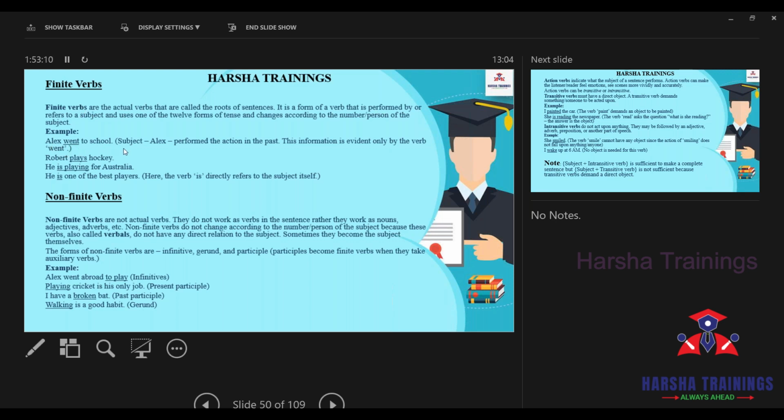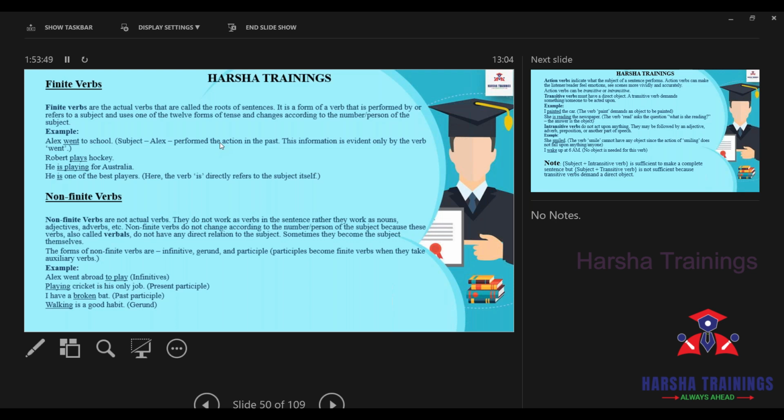Alex went to school. Here, what is the subject? Alex is the subject. And he has performed the action in the past, right? So we have evidence that it has happened already, by the verb. What is the verb in that sentence? Went. So we have the confirmation that Alex has gone to school with the help of the verb went, right? So that means the action has happened and we are sure of it. So these kinds of verbs are called finite verbs.